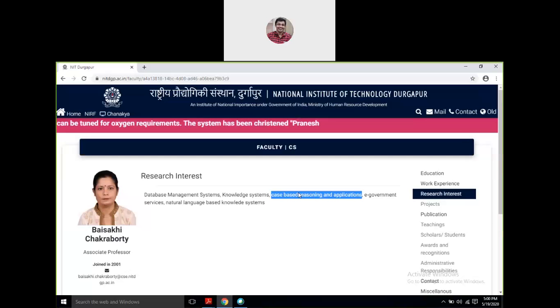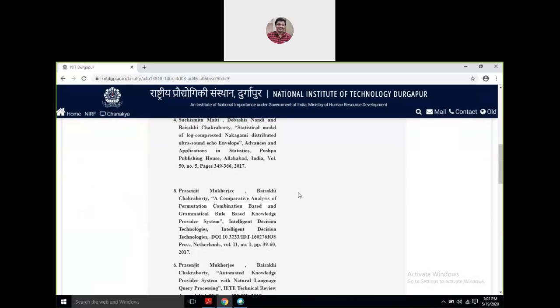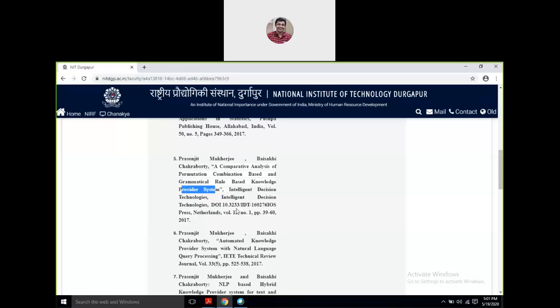You can see it here. If you go here, you're going to find a comparative analysis of permutation combination based grammatical rule based knowledge provider system, right? So these are all a part of NLP and case based logics that are generally applied for solving various kinds of problems. I'll be talking about these things in my NLP chapter, right?